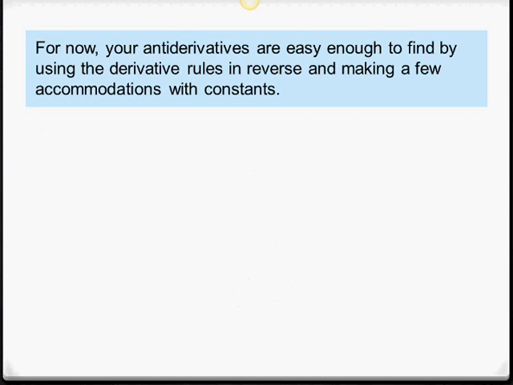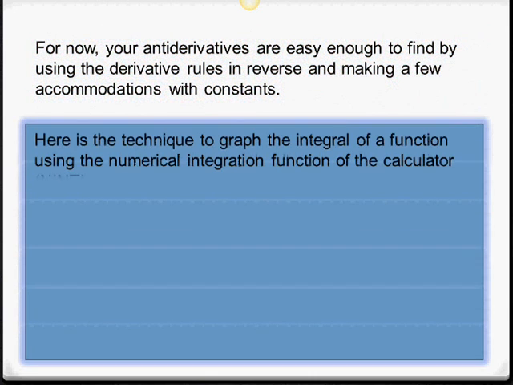For now, your antiderivatives are easy enough to find by using derivative rules in reverse and making a few accommodations with constants, for example the 1/2 in front of that function earlier that had the e in it. So they're pretty simple to find right now. We're going to get into some processes to help us find some that are a little more complex in later sections. Here's a technique to graph the integral of a function using your calculator.